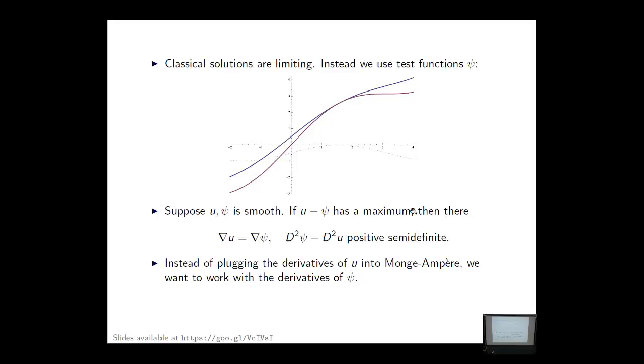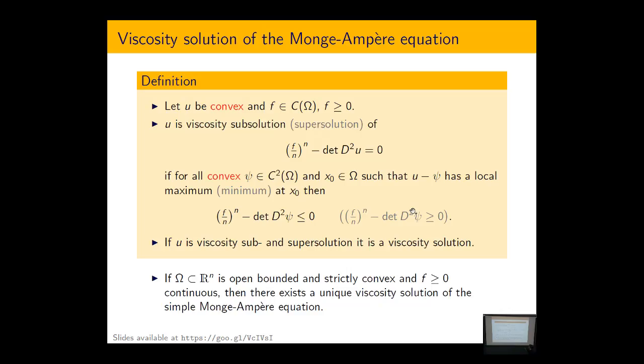So now we say, okay, one of them, let's say the blue one, is our solution U, and psi is a test function. Then this gives me the opportunity to express the gradient of U in terms of the gradient of psi, and in an inequality-like way to describe the Hessian of U in terms of the Hessian of psi. And this inequality plays together with this ellipticity notion.